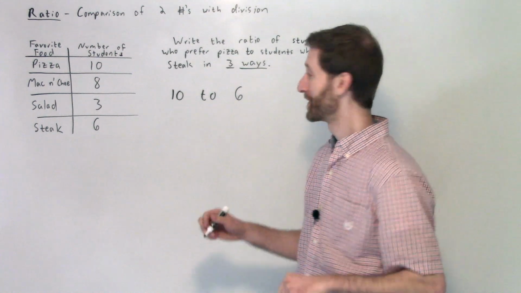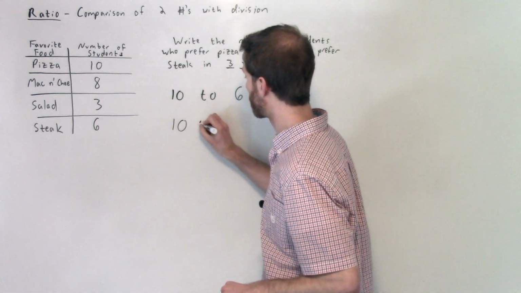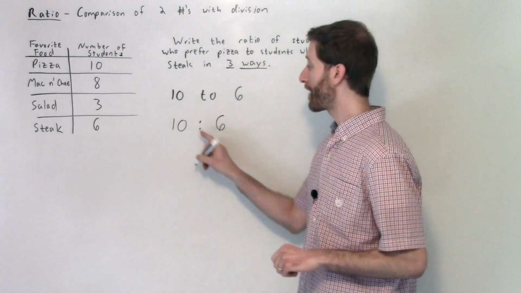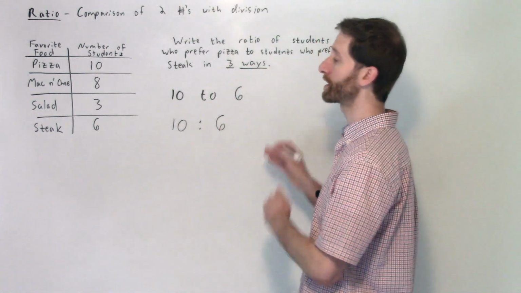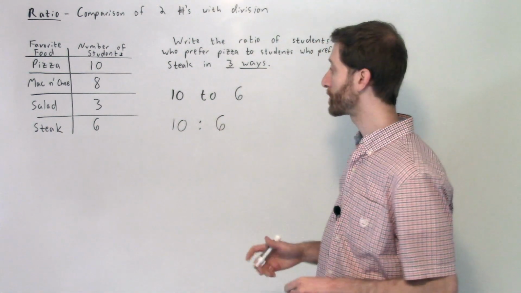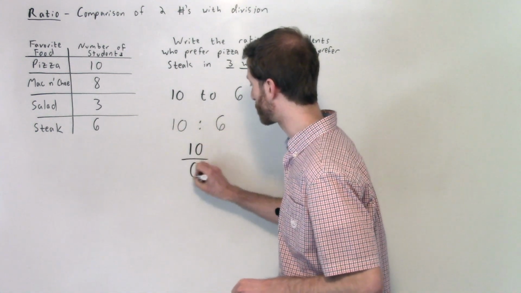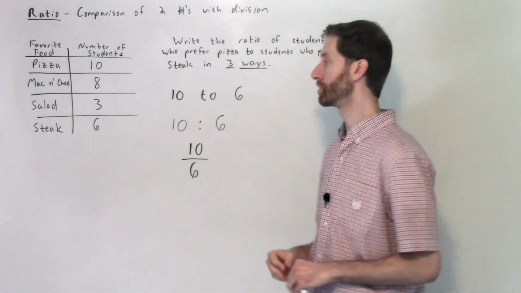Which is a ratio. So we've got a ratio of 10 to 6. That's another way of doing a ratio, and that is with a colon, right? So 10 people like pizza to every 6 people that like steak. And last but certainly not least, you can use fraction notation, 10 over 6. This is the one that clearly shows a comparison of 2 numbers using division.